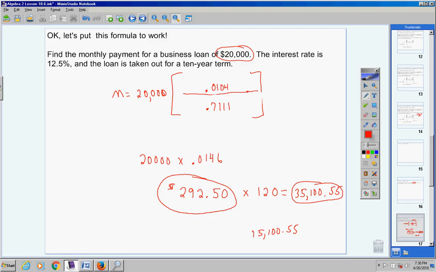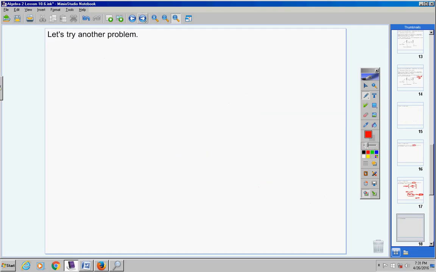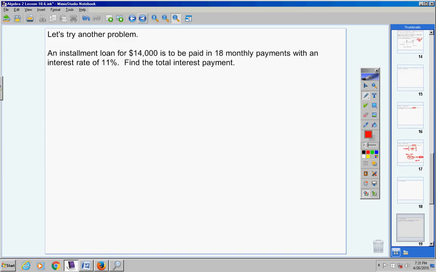All right. Now let's try another problem. This is going to be a little more challenging. So here we go. You have an installment loan for 14,000. You're going to try to pay it off quickly in 18 months. That's a pretty good idea. You have an interest rate of 11%. They don't want you to find the monthly payment. They want you to find the total interest payment. Got it? In other words, they want you to find the total interest that you pay back.